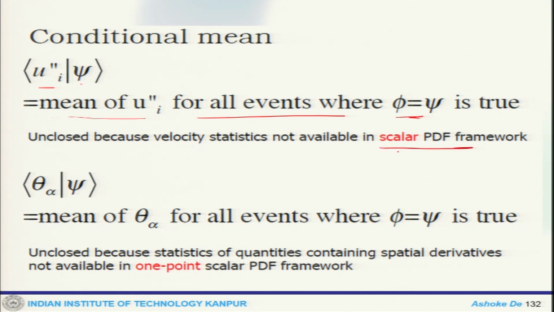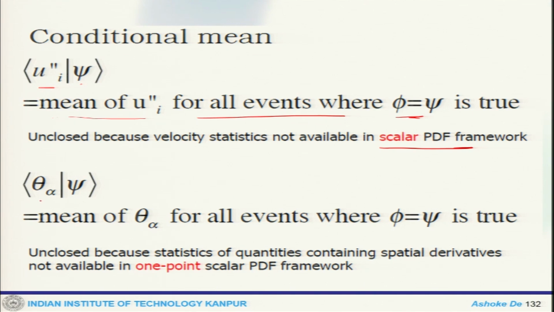Now, this term becomes unclosed because your velocity statistics are not available in the scalar PDF framework. So, only the distribution of the scalar quantities is available. No information is available for the velocity statistics. That is why we have to use some expression to close that term.